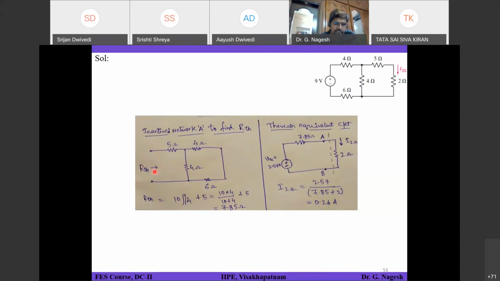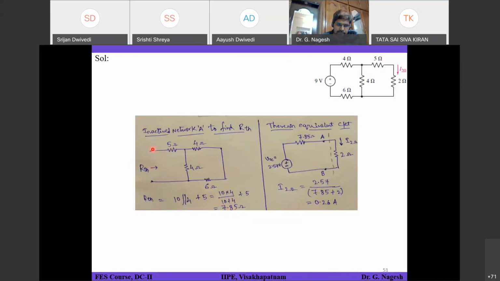If you are looking into the network, you will observe that this 4 ohms and 6 ohms are in series. So it will become 10 ohms, 10 in parallel with 4. Okay, 10 into 4 divided by 10 plus 4. That entire thing will come in series with 5 ohms. That's what is written here. So it is approximately 7.85. Please understand which are in series and which are in parallel. This is very important when you are looking from the RTH side, the Thevenin equivalent resistance side.